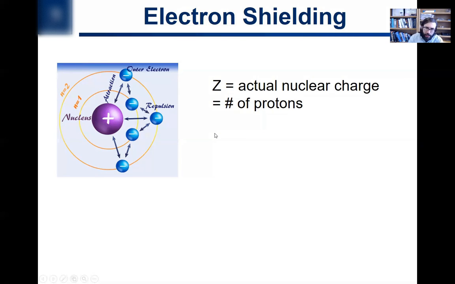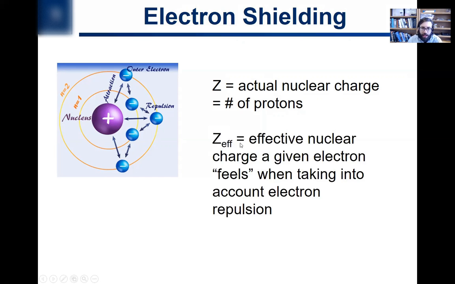And so there's a way to quantify these effects, and that's by looking at what the actual nuclear charge is, okay? This is the definition of an element, the number of protons. So if we're talking about lithium, this is going to be Z equals 3 here. And comparing that to what's called, given the abbreviation Zeff, the effective nuclear charge. And this is the nuclear charge a given electron feels when taking into account that electron-electron repulsion, when taking into account electron shielding.